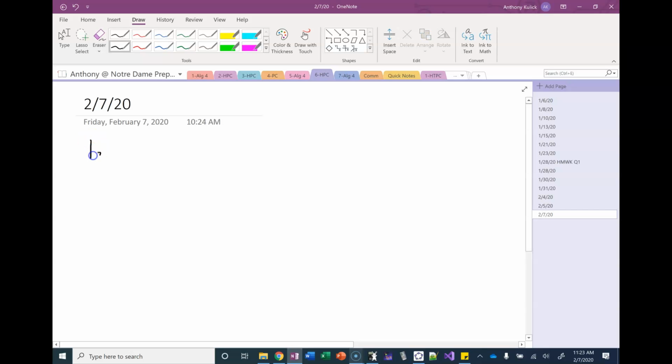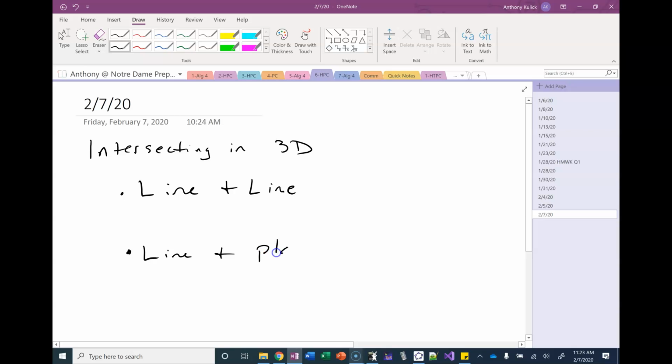So what we're going to talk about today are intersections in 3 dimensions. There's 3 sorts of intersections that we're going to worry about: a line that intersects with another line, a line intersecting with a plane, and then a plane intersecting with a plane.